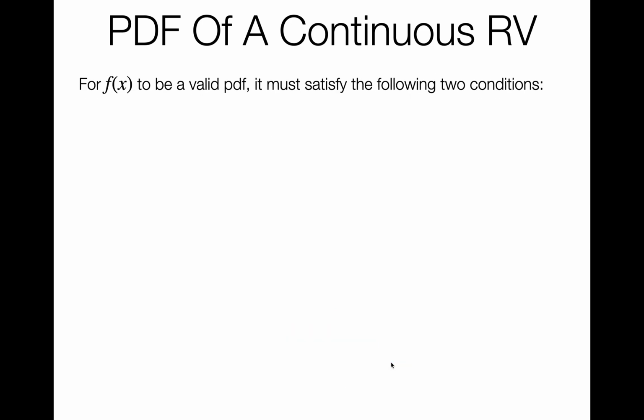All right, so for f of x to be a valid PDF, it must satisfy the following two conditions. If you remember back to the PMF, we also had two conditions that it needed to verify. The first one looks very similar: the function needs to be non-negative, so 0 or more, for all possible x. This means the curve must be above 0 for all x.